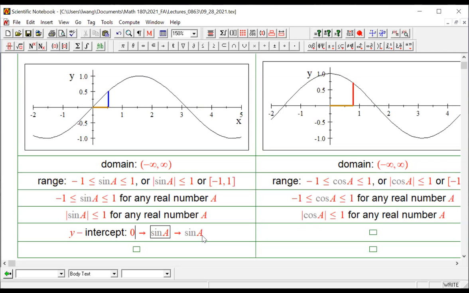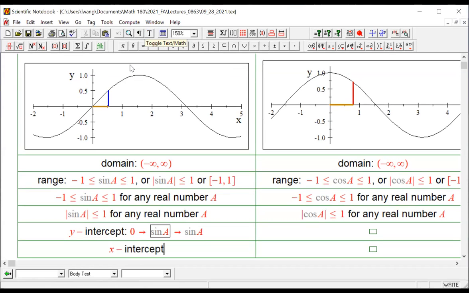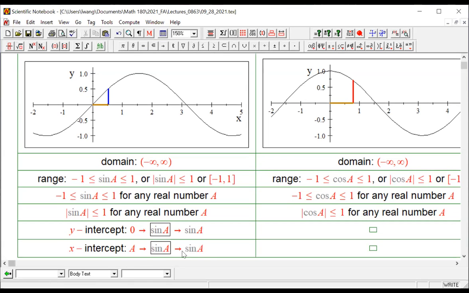Right? X-intercept refers to what? What does x-intercept refer to? X-intercept refers to when the output is 0. Find all possible inputs. You guys see the difference? Do you?